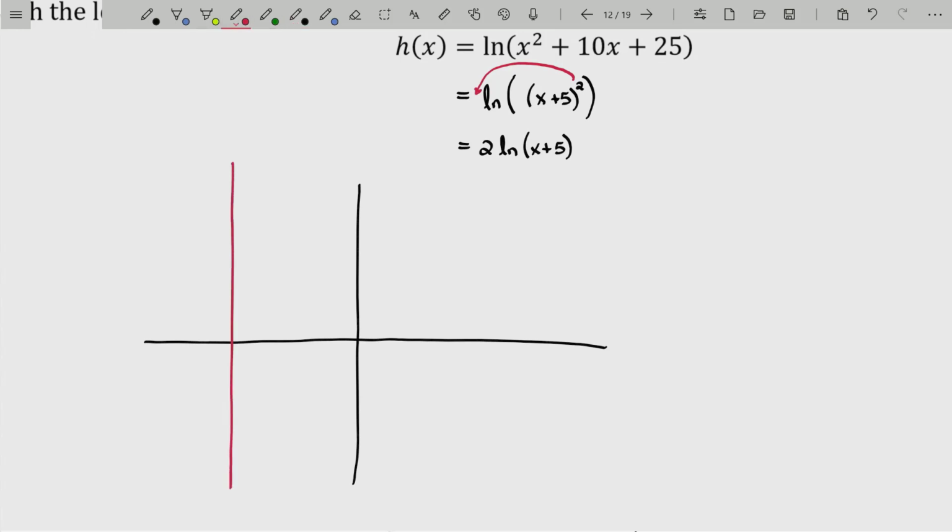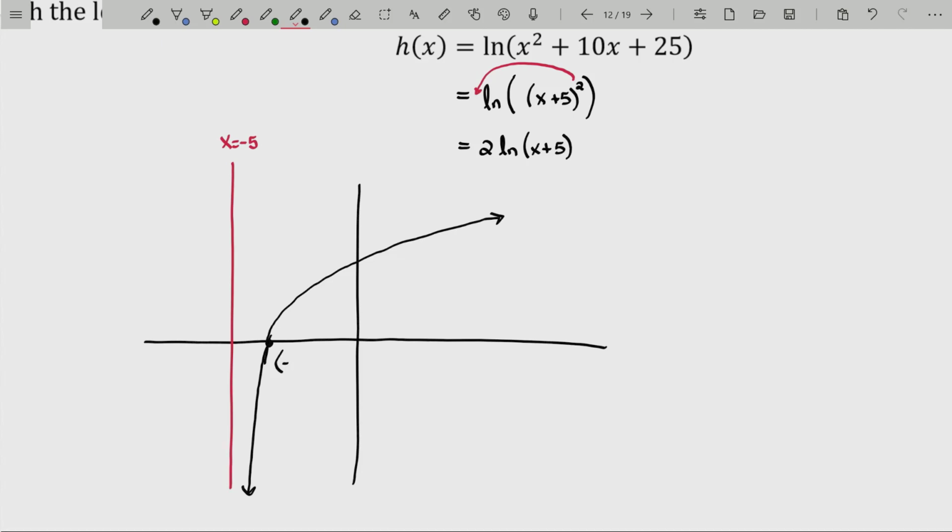Here's my vertical asymptote at x equals -5. And otherwise, it's just going to be a stretched version of the logarithm. All the y values are twice what they used to be. So this point right here, instead of being at 1, 0, it's at -4, 0. And instead of being at e, 1, we have the point at e minus 5, 2, because it's been multiplied by 2. So e minus 5, 2.